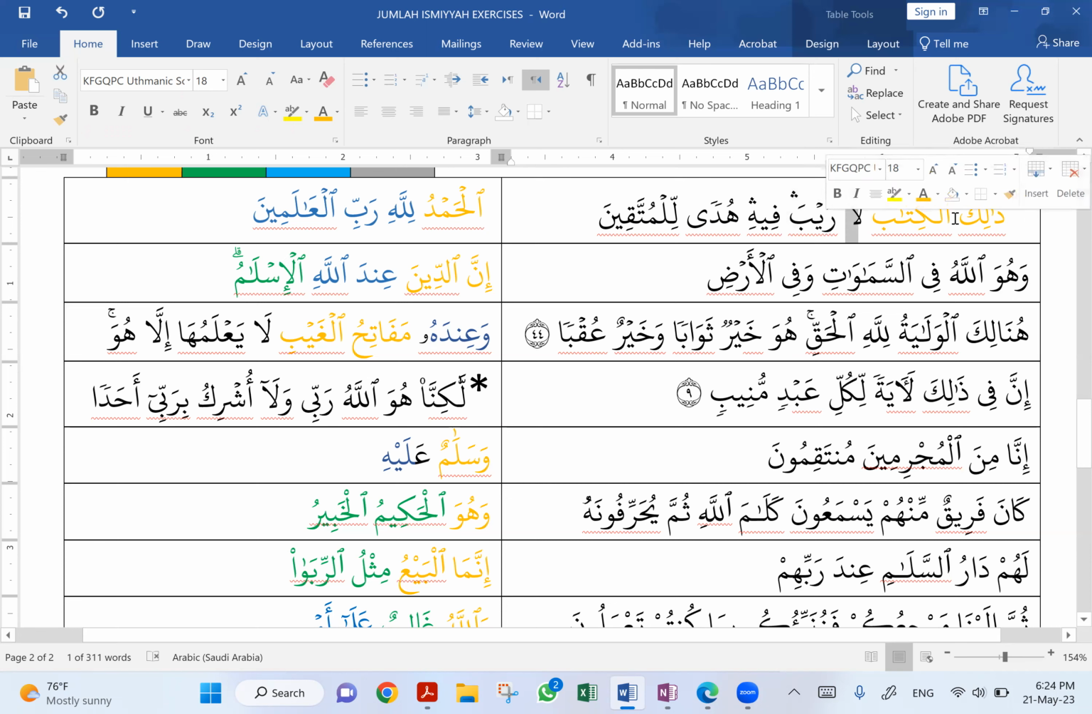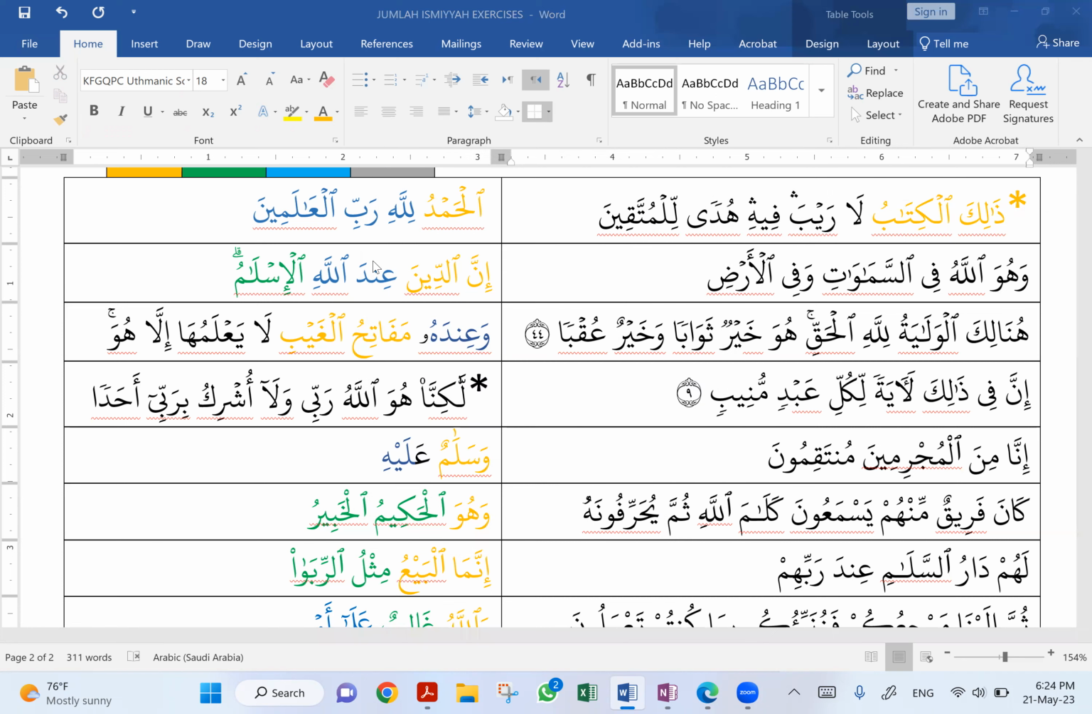So that's why I'm saying the "is" could be here, the "is" could be here, the "is" could be here. So you could put the "is" in different places and it will give you different meanings. So Asma is saying there's absolutely no doubt in this book would be more appropriate. Okay, that's what I'm saying.